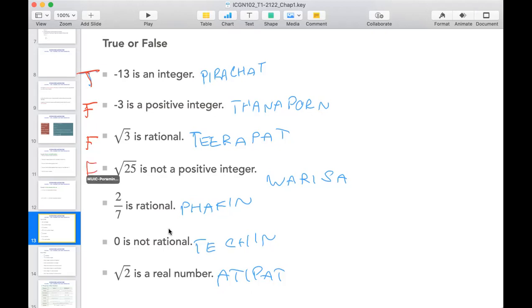Next, 2 over 7: is it rational or not? True. Why is that? It matches your rational number definition, right? You can make it a fraction of 2 integers divided by each other. That's why 2 over 7 is a rational number. True.